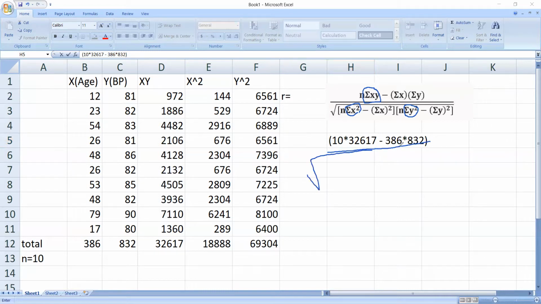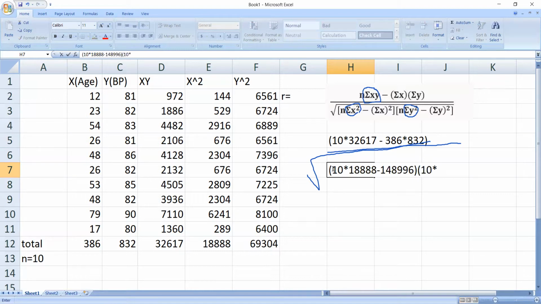square root of, I'll have n into sigma x square. So the first term will be n, which is 10, into sigma x square. Sigma x square is the total of x square. It is only for x. So it is 10 into 18,880 minus sigma x whole square. Sigma x is 386. So you have to square 386 here and then place its value. So when I obtain the square of 386, I get 148996. And the second term is again the same thing with respect to y.